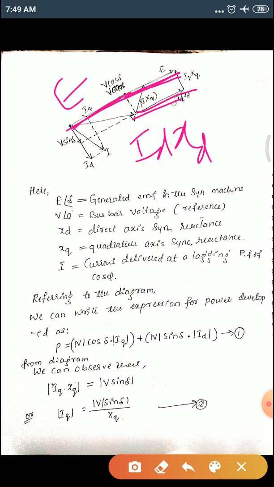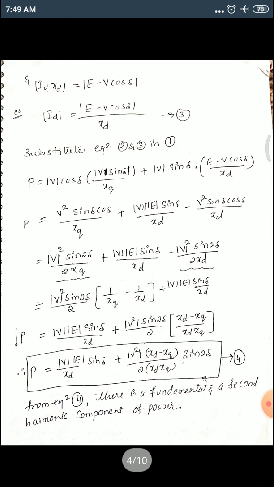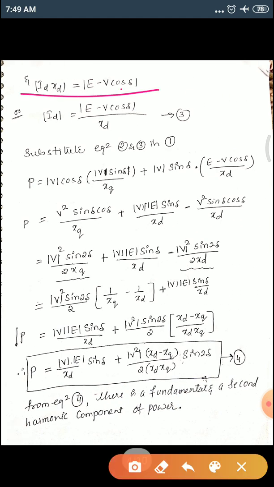What is this part? It is V cos delta. Then what about this part? A part is E minus V cos delta. Okay, that you can substitute. So id xt is equal to E minus V cos delta.